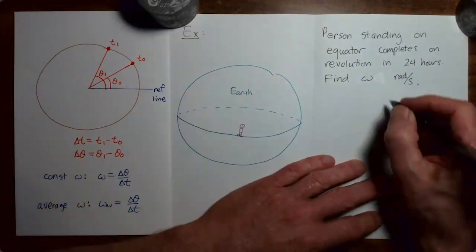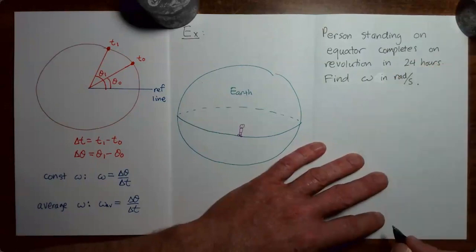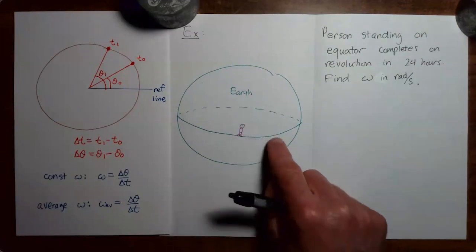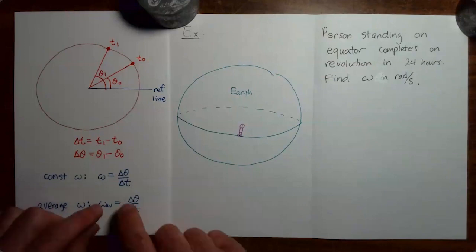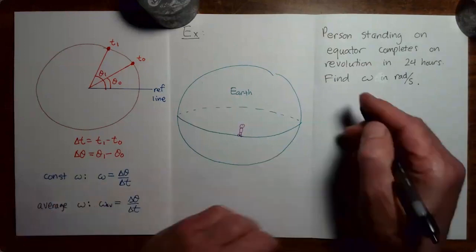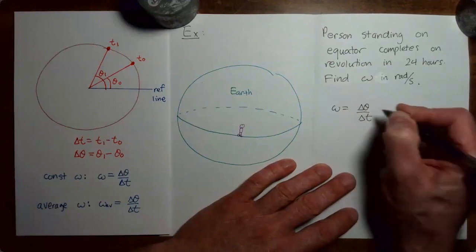So we would like to find the angular velocity of this guy, and we would like to do so in units of radians per second. We're assuming here that the Earth is rotating with a constant angular velocity, and if that's the case, we can just use this formula, omega equals delta theta over delta t.